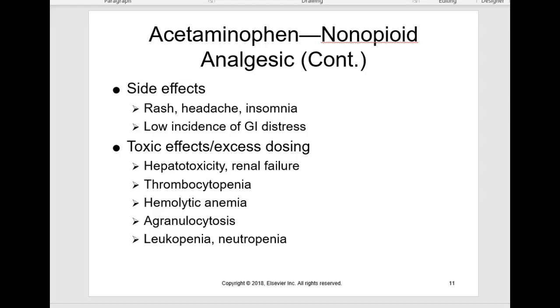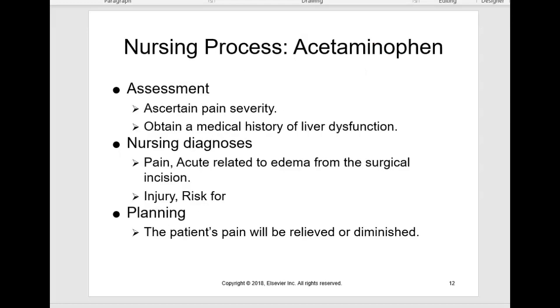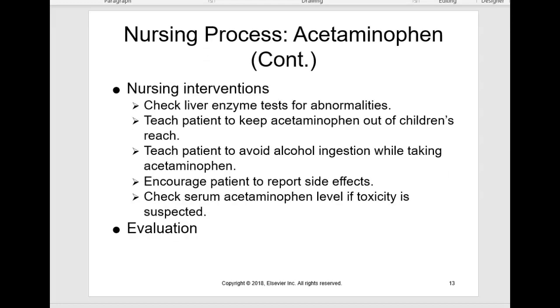We would not want them to take acetaminophen because their liver is already not functioning properly. We're going to watch kidney function also, and then monitor for thrombocytopenia, anemia, granulocytosis, just monitoring those lab values for the patient. In terms of acetaminophen, again, we're going to look to see if our patient has a history of liver dysfunction. We're going to assess our pain severity, and we're hoping, the planning there, we're hoping that the patient's pain will be relieved and at minimum diminished due to administration of acetaminophen.